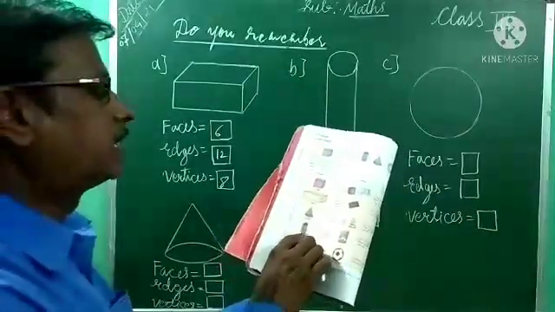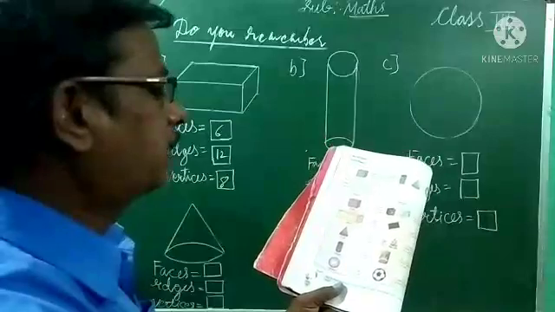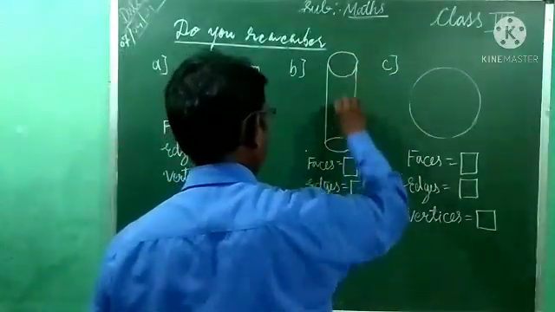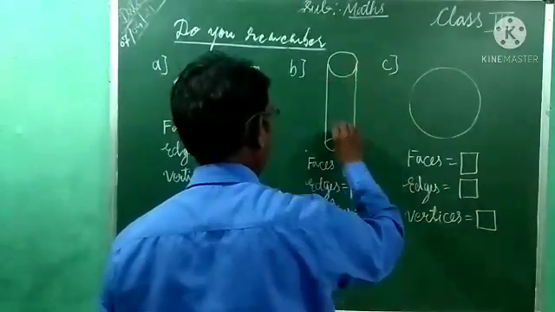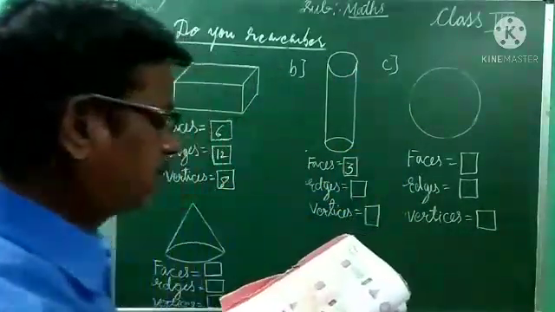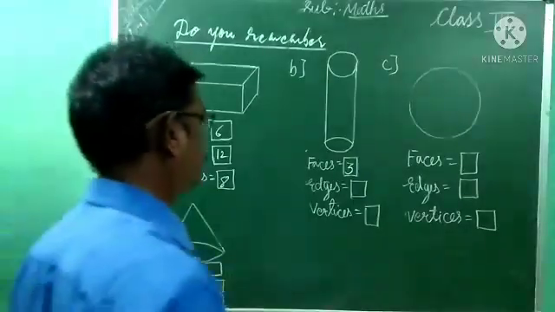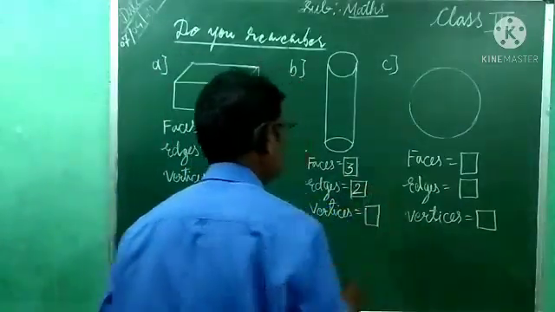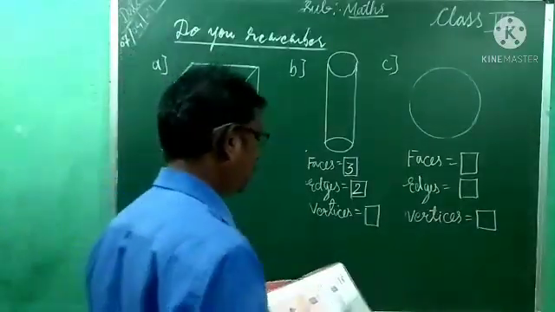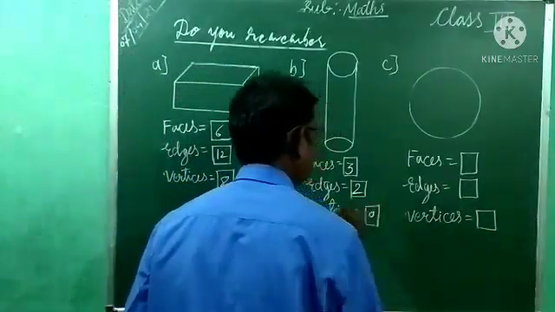Now this one is a cylinder. Faces how many are we getting there? 3. Upper side 1, this side 2, and this one also is a curved face. So faces we are getting in a cylinder 3. Edges you will get there 2. Edges means sides, 2, and vertices 0. No vertices. So here 0.